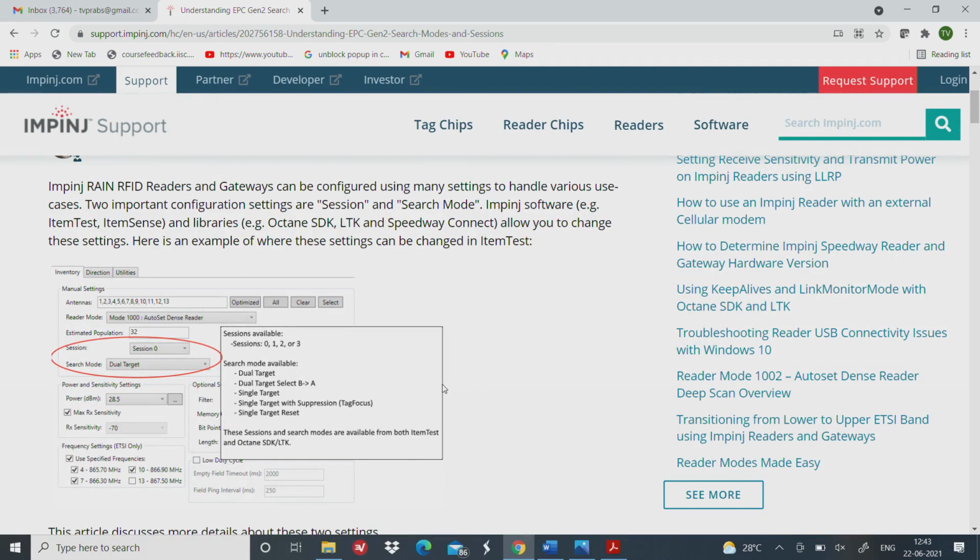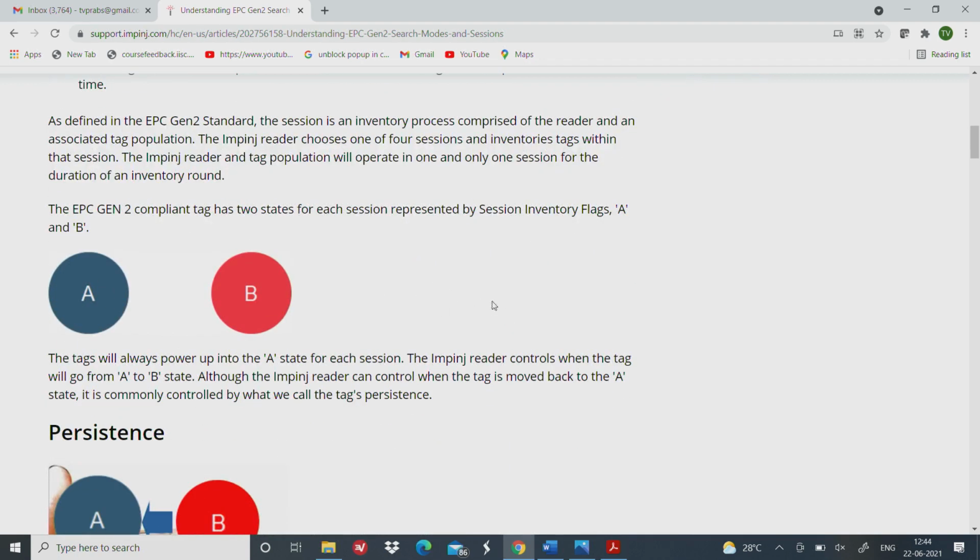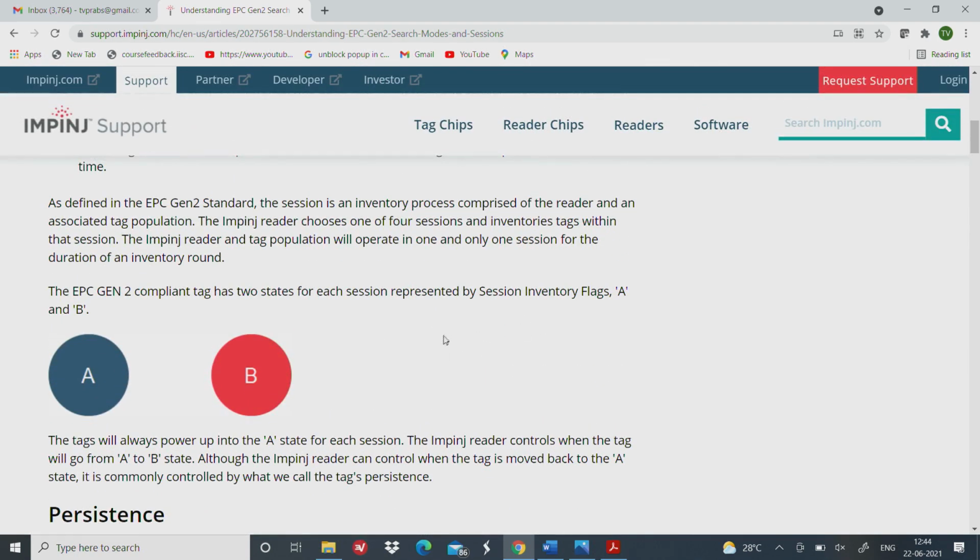So if you read the standard, you will actually come to know that there are several sessions that are supported by EPC Gen 2. There is session 0, session 1, session 2 and session 3. There are 4 sessions, and there are 2 ways by which the reading actually happens. There are 2 states which are called A and B. You can see that the 2 states are written here.